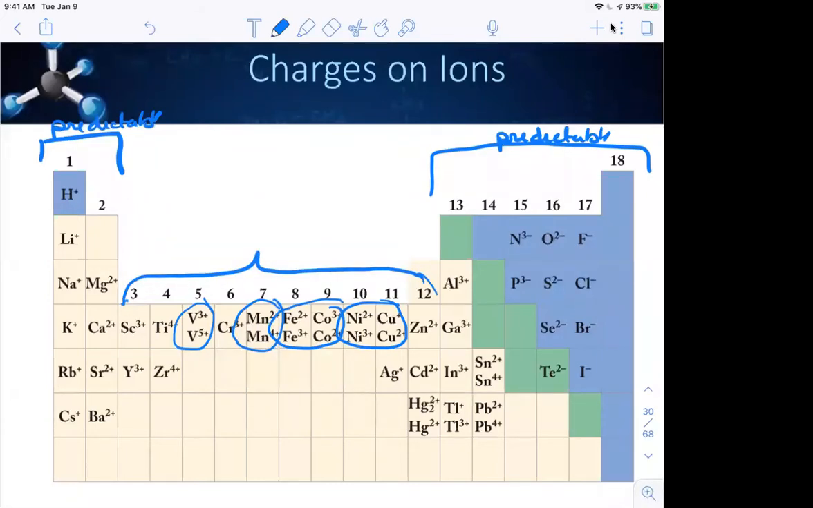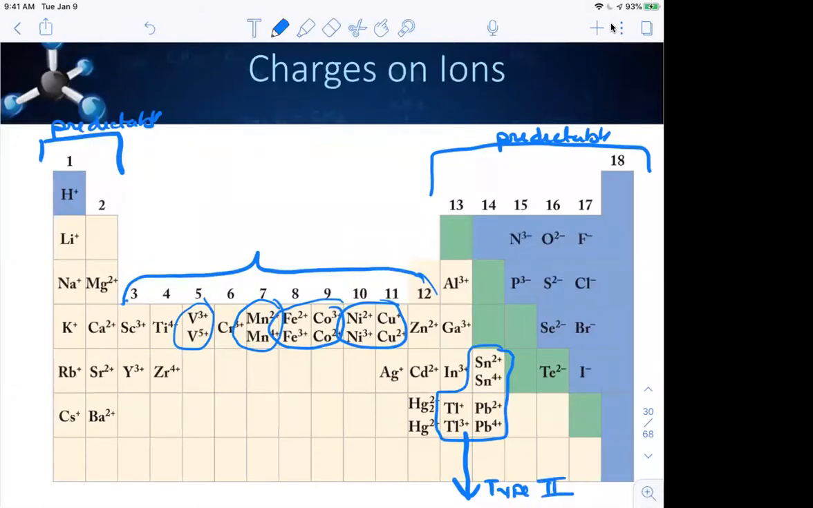Notice, for the most part, when I have these transition metals, I have multiple charges that can arise. For example, manganese can be a +2 and a +4. Cobalt can be a +3 and a +2. But notice I also have these representative elements that can form multiple charges. So these guys are also considered to be type 2 compounds.